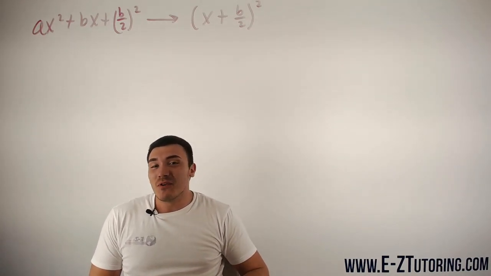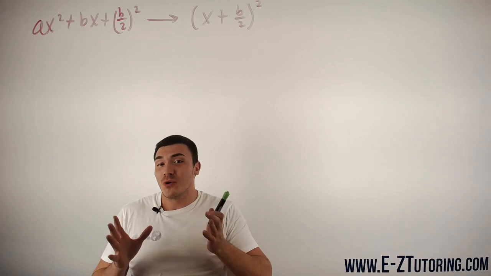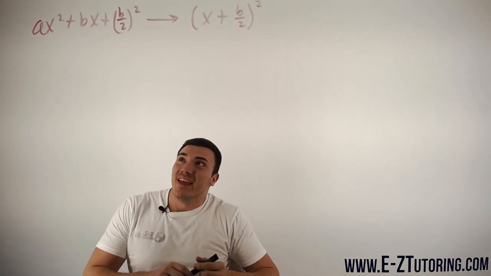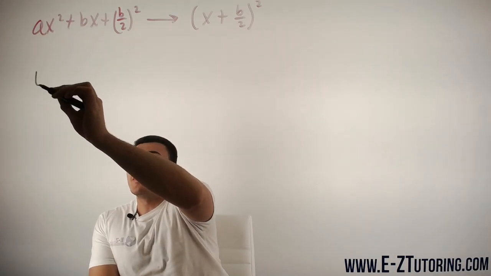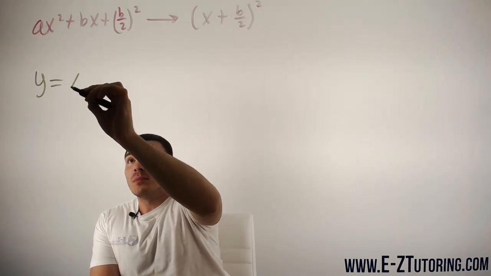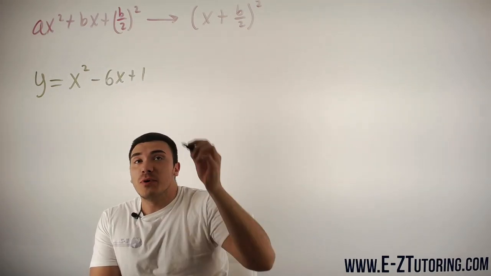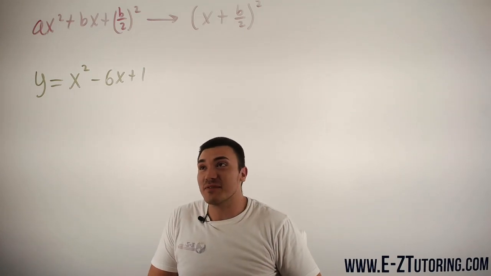Today we are going to cover how you can write a function from quadratic form and standard form into vertex form. So let's suppose we are given something in standard form of y equals x squared minus 6x plus 1, and we want to write it into vertex form.